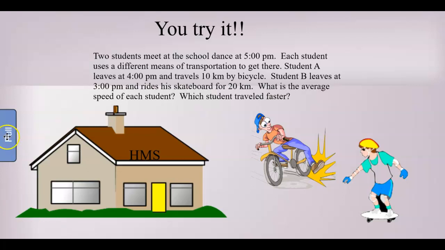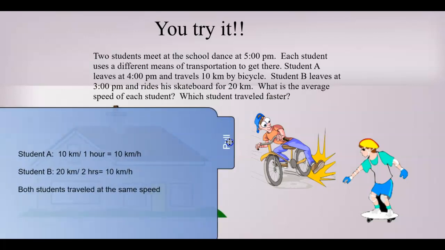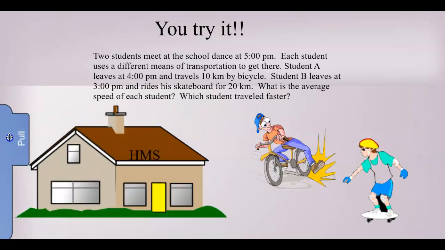So now let's check out our answer. Student A traveled 10 kilometers an hour. Student B traveled 10 kilometers an hour. So both students traveled at the same speed.